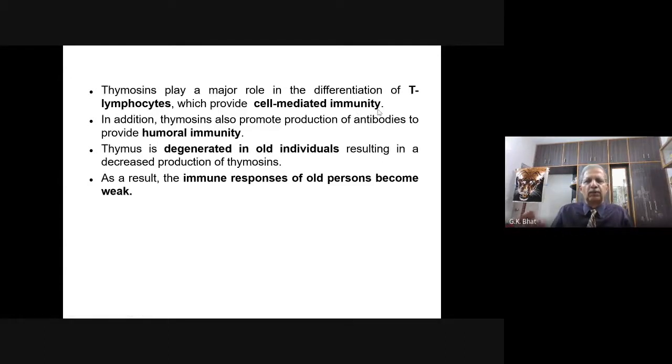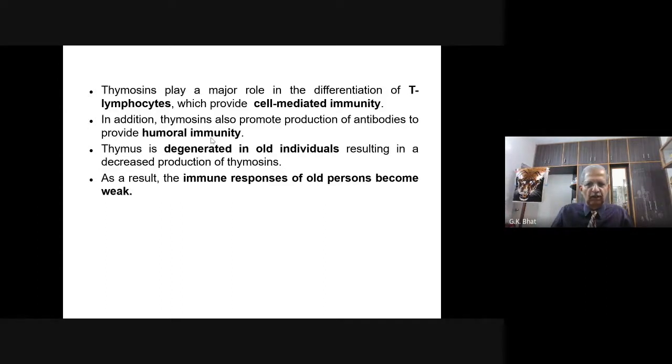Just to brief you, cell-mediated immunity is the one wherein a cell directly attacks another cell. It kills the other cell. It swallows the other cell. That is what is called cell-mediated immunity. In addition, thymosin also promotes production of antibodies to provide humoral immunity. Humoral immunity is another name for antibody-mediated immunity.